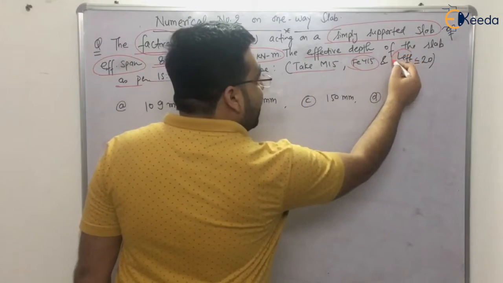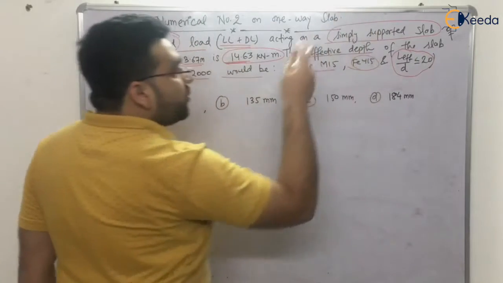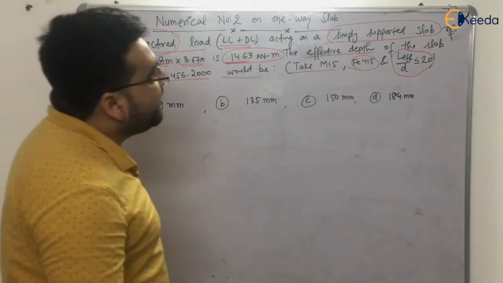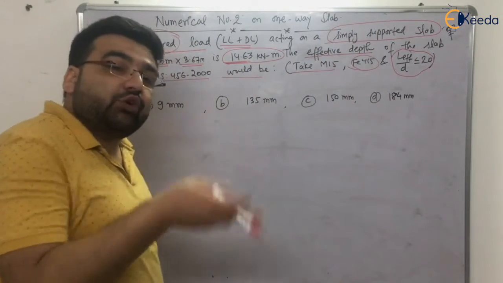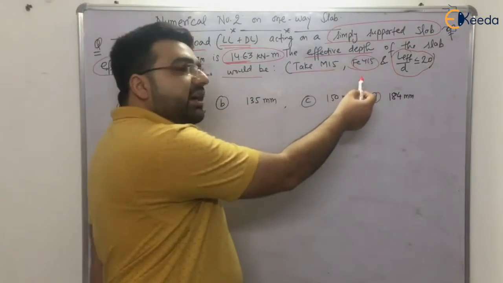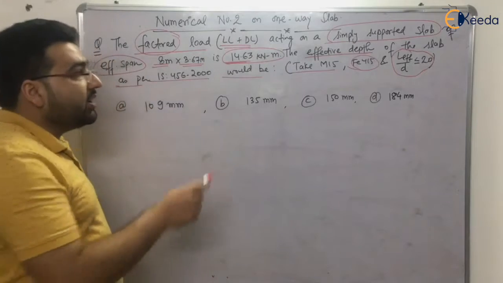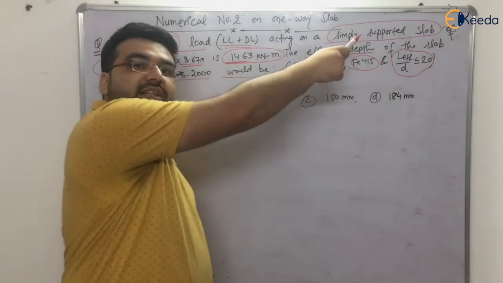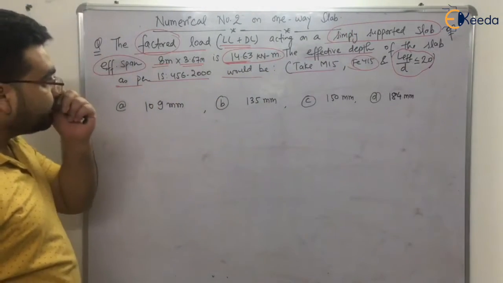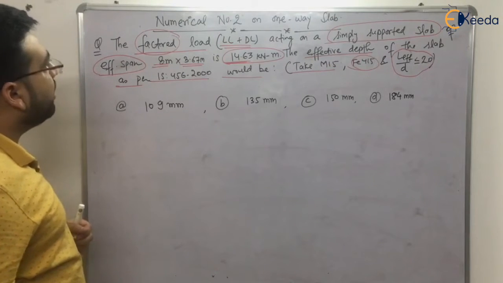Fe415, and L effective by D ratio is given to you. So no need to worry. In the question L effective by D ratio is given. If it would not have been given, what would we have taken for Fe415? That is 28, right? Because it is a simply supported slab. Okay. Now, how to solve this numerical?